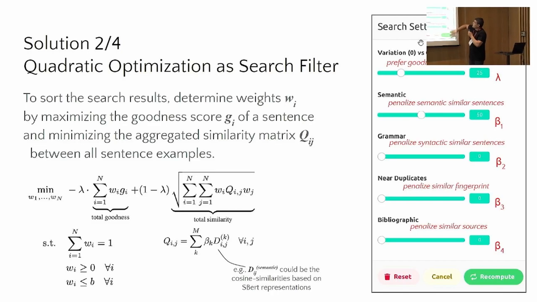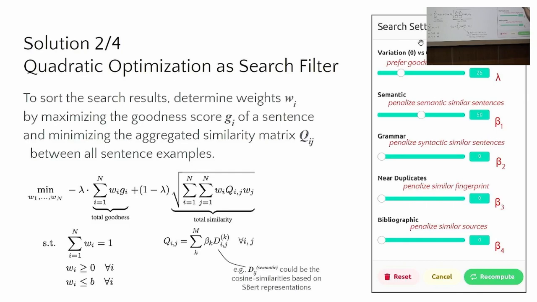In the user interface, it would look like this. We would compute similarities, for example semantic similarities based on S-BERT, or syntactic similarities. There's also a project I can talk about later. And we can weigh these similarities, add them together, and solve the problem.